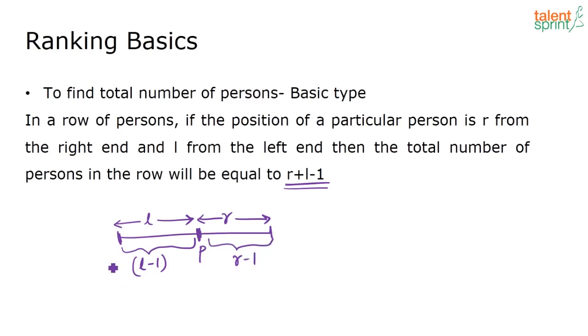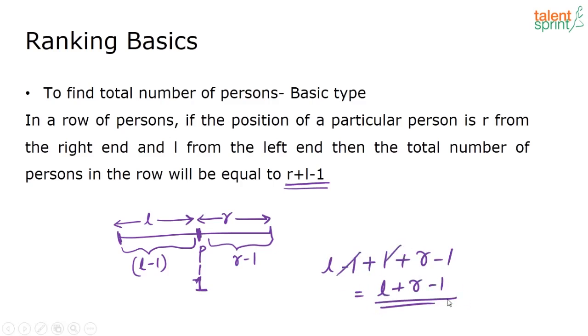So put together, totally how many people are there in this row? This L minus 1 persons plus our P, correct? He's also one person, plus this R minus 1. So L minus 1 plus R minus 1 plus 1 is equal to L plus R minus 1. So this is how we have arrived at this formula. I hope it is clear. I am just explaining to you how we are arriving at this formula.